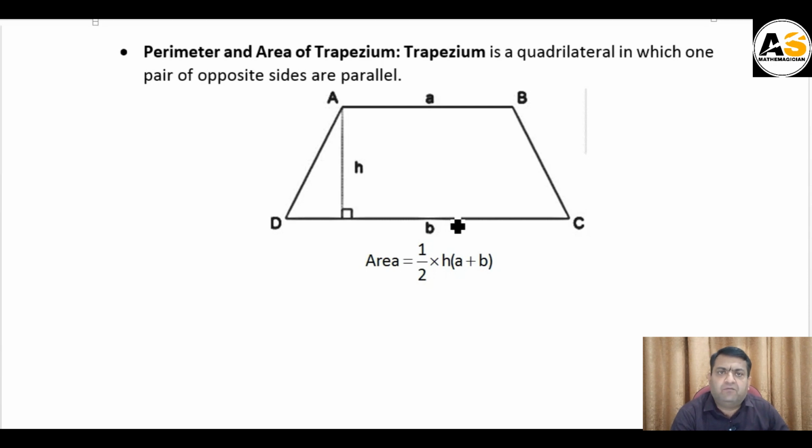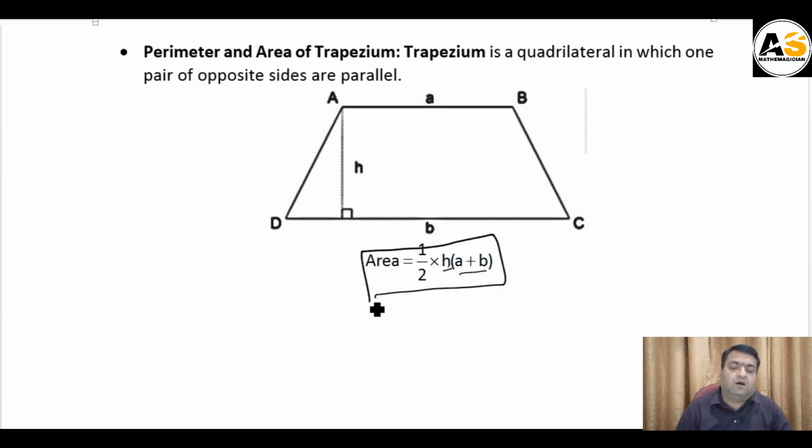If we know the length of all four sides, we will just add them all to get the perimeter. But for area, the sum of the two parallel sides multiplied by the height, or distance between the two parallel sides, divided by 2. Half of h multiplied by a plus b. A plus b is the length of the two parallel sides. H is the distance between these two parallel sides. And this is the formula for finding the area of a trapezium.